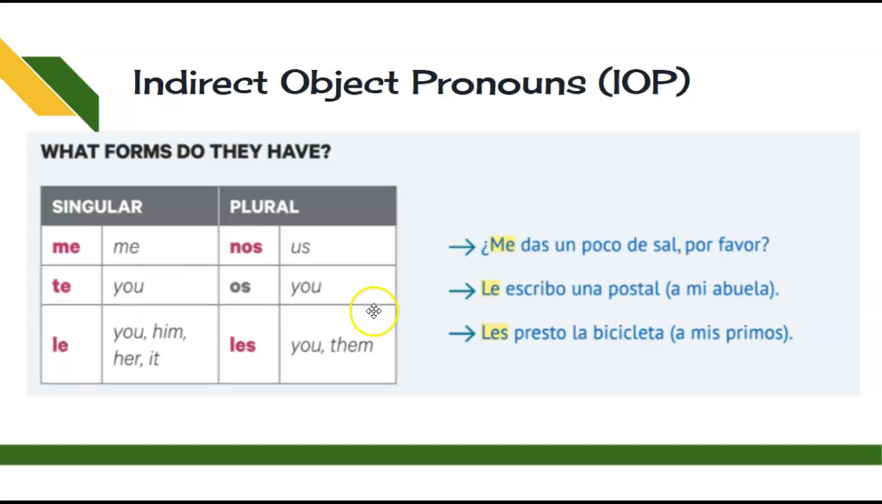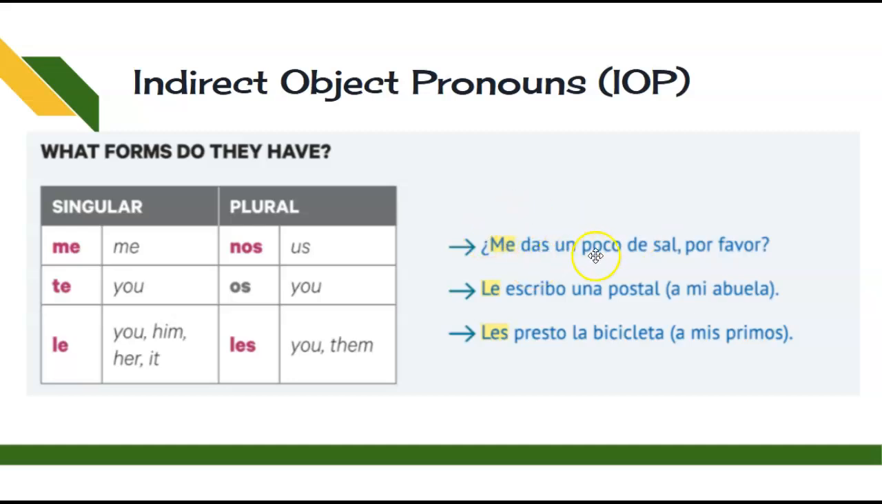So what are they? They're the same: me, te, nos. The only difference is that instead of lo and la as direct object pronouns, in indirect it's le and les. It doesn't matter masculine or feminine or anything. It's just le and les. And it's the same as gustar, so we're not learning anything mind-blowing new. It's just kind of a review, but knowing that you can use it with other verbs other than gustar, right?